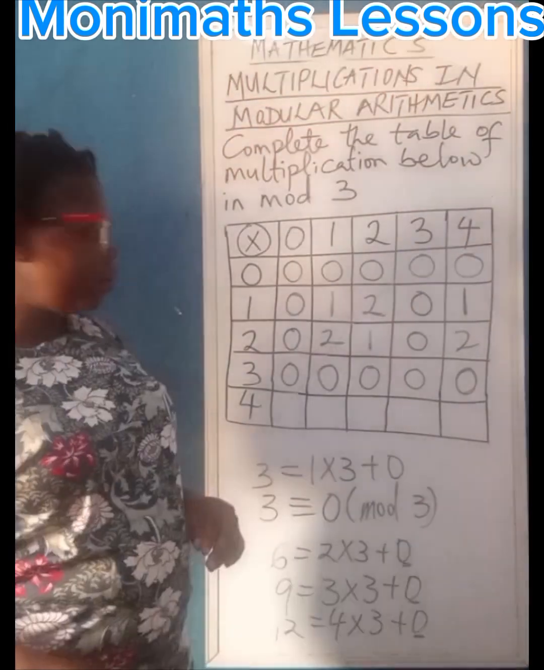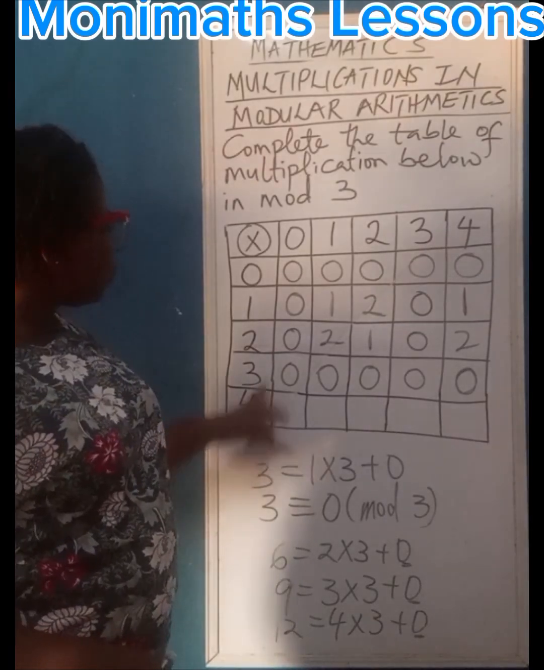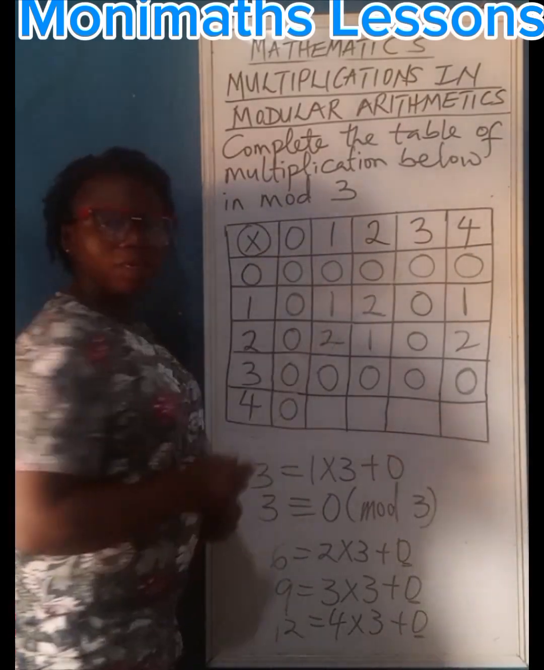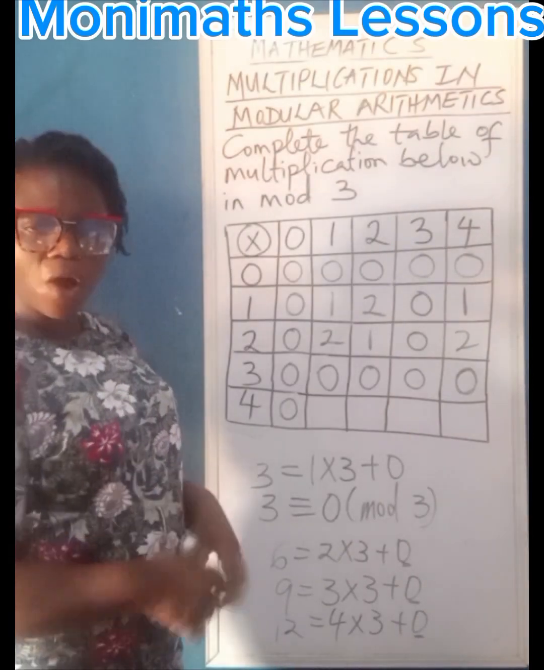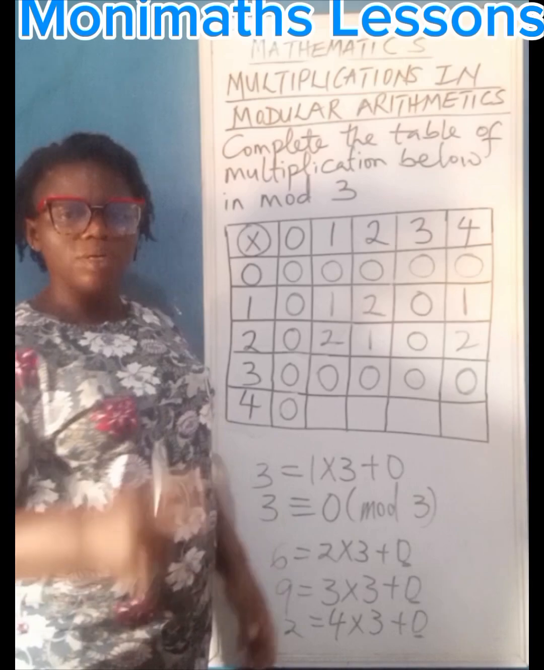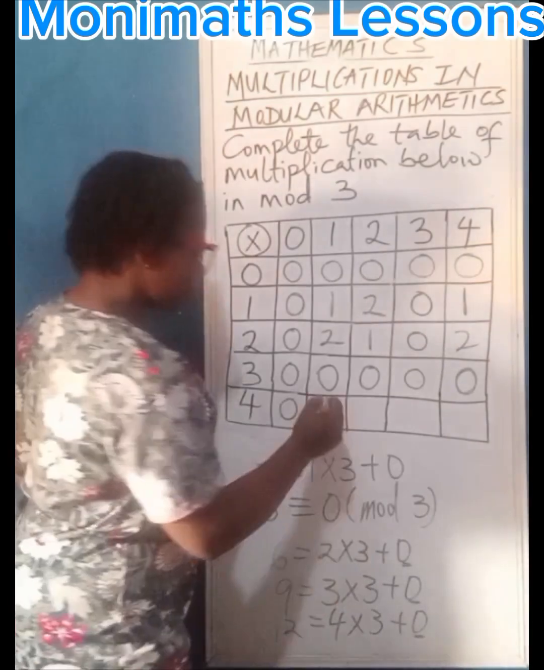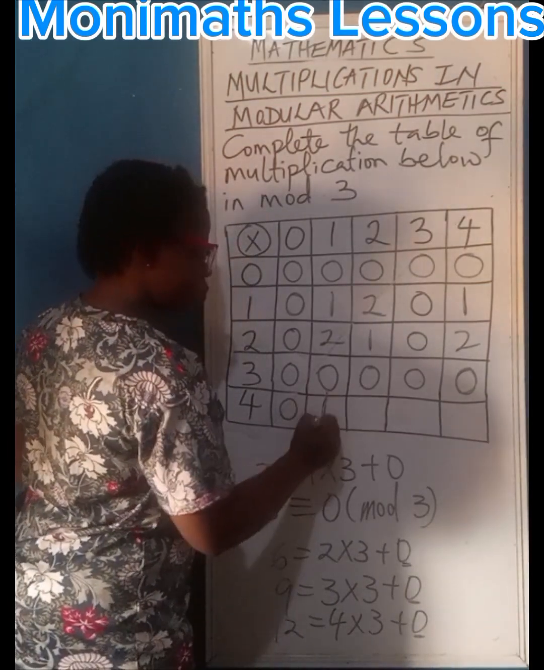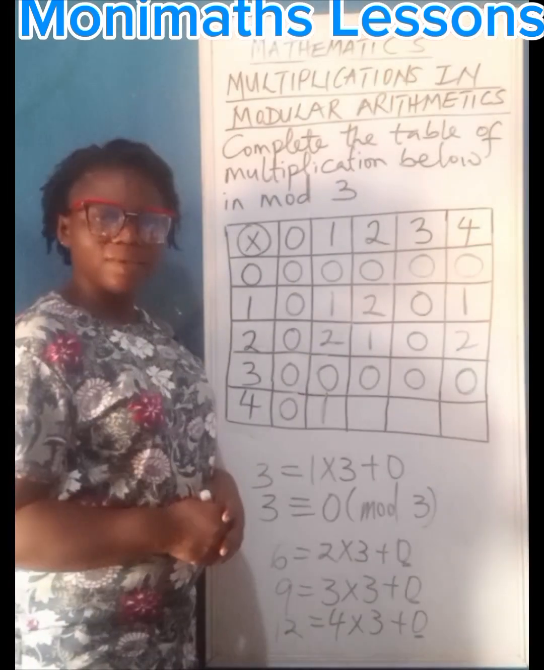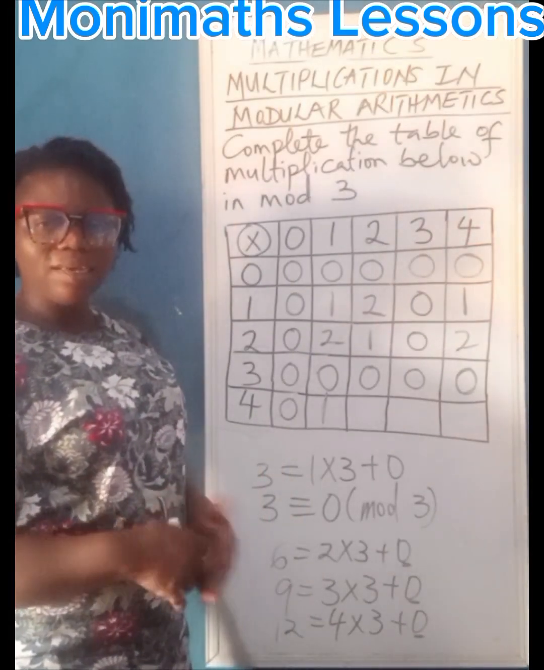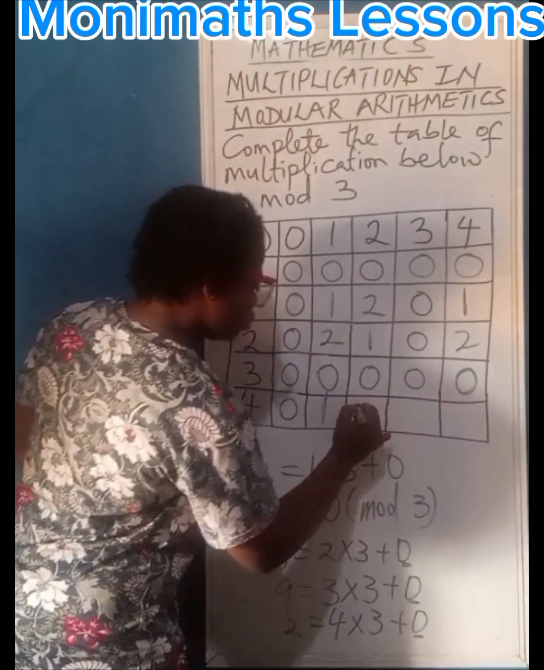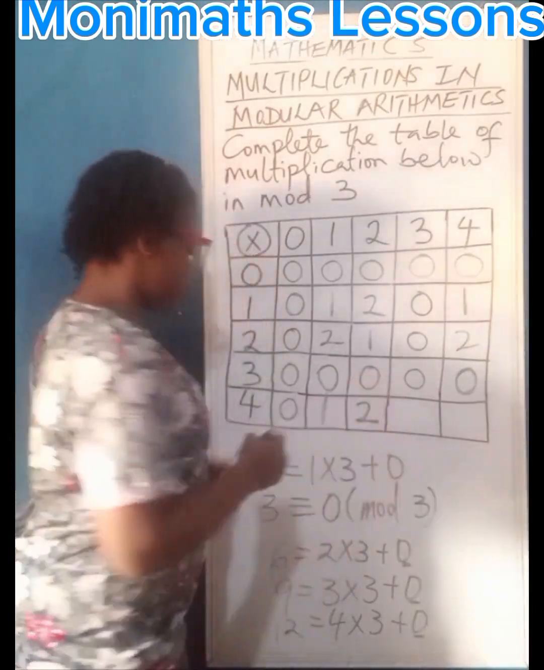Let's go to the next one, which is 4. 4 times 0 is 0. 4 times 1 is 4. 4 in mod 3 is 1 times 3 plus 1, giving us 1 as its equivalence. 4 times 2 is 8. 8 in modulo 3 is 3 times 2 plus 2, giving me 2 as the equivalence.